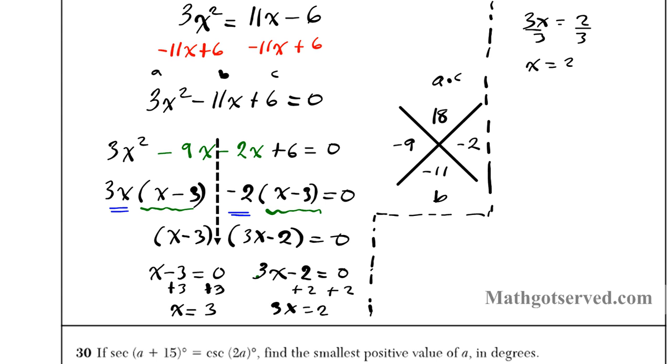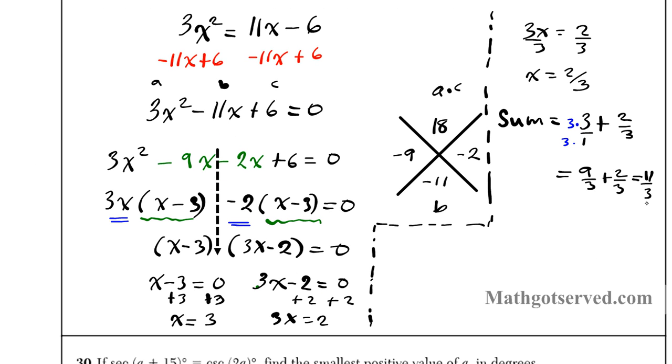All right. Now we're asked for the sum and the product, right? So let's start by looking for the sum of the two roots. The sum is going to be the first root, which is 3, plus the second root, which is 2/3. Let's express this as 3 over 1. Find the LCD, multiply by 3 top and bottom. So this becomes 9 over 3 plus 2 over 3, which is 11 over 3. This is the first answer, that's the sum.